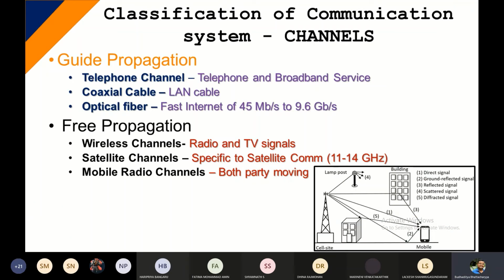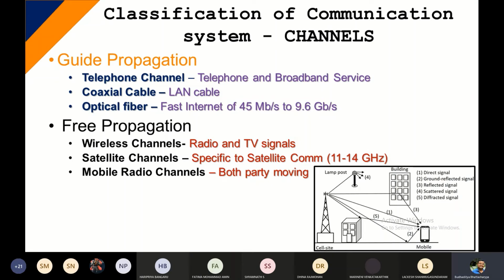Coming to the classification of the communication system with respect to the channels. Already I told you what is the role of the channel and what the different types of channel are. This is again just an elaboration of the same. You can see the telephone channel. I have already given you an example of coaxial cable, the LAN cable that I told you, and optical fiber for fast internet of around 45 Mbps to 9.6 Gbps, and that is basically the future of internet connectivity. Coming to free propagation, which is categorized into wireless or satellite phones or mobile radio channel. So these are the different types of wireless scenario where you don't need any end-to-end, wired physical connection.